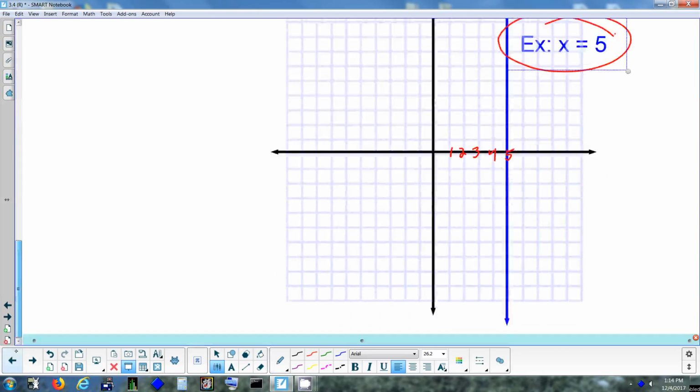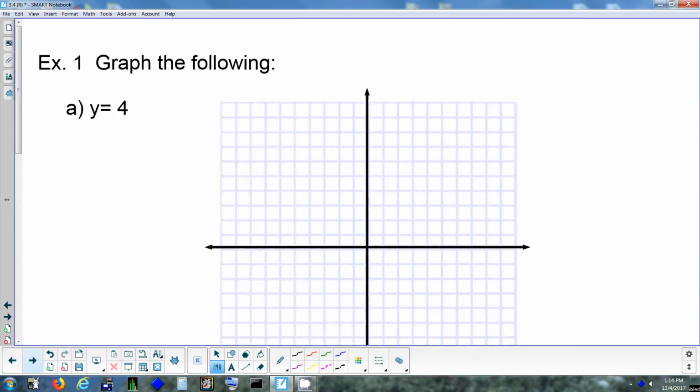Right, so let's look at an example. y equals 4. Okay, first, can somebody tell me, is that a special case? Yes. Why? Because it's y. First of all, it is a special case because you only have one letter. Now we have to decide vertical or horizontal. Horizontal, it goes like this.